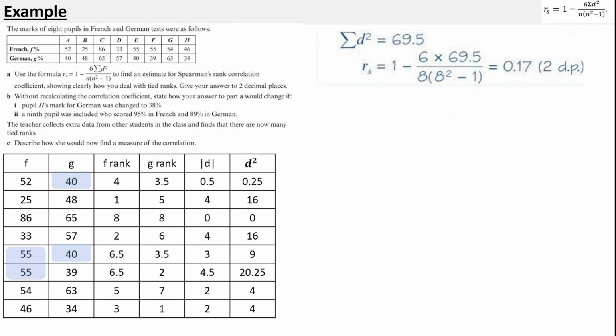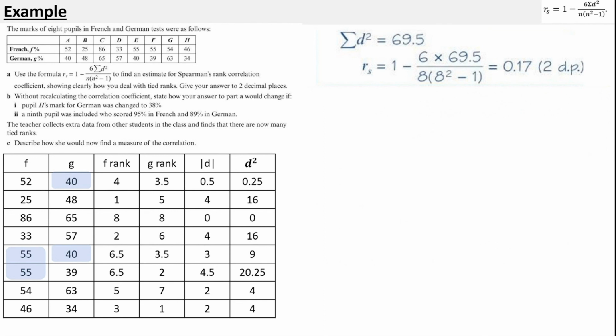The question goes on to ask, without recalculating any correlation coefficient, what would happen to our answer in part A if we change pupil H's mark for German to 38%? Pupil H had scored 34. If they score 38, their score has changed, but their rank hasn't changed at all. They're exactly the same rank as they used to be, so this isn't going to change any of the calculations that we've done.